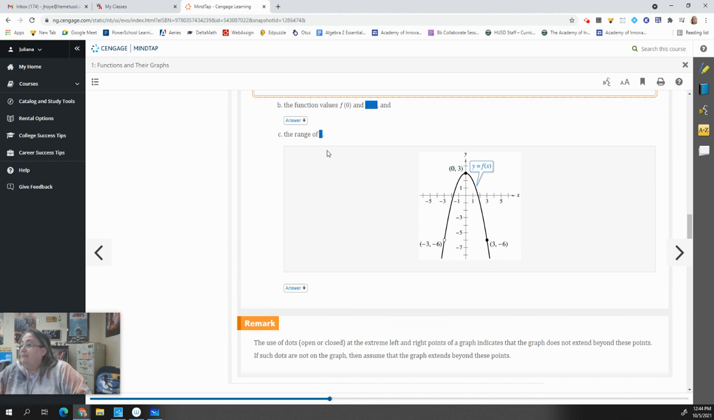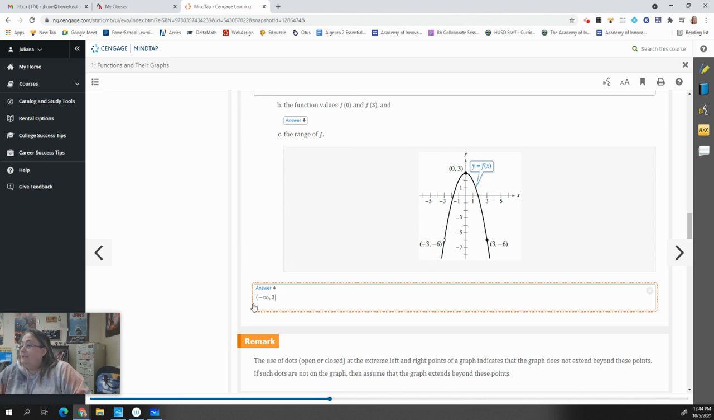And if we click on this one, it should say negative infinity to 3. Why is that? Oh, duh. Because it stops right there. I think I even said earlier when we first looked at it that it only goes up to 3.